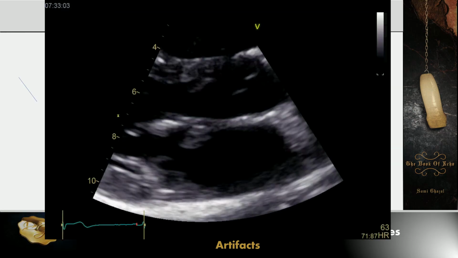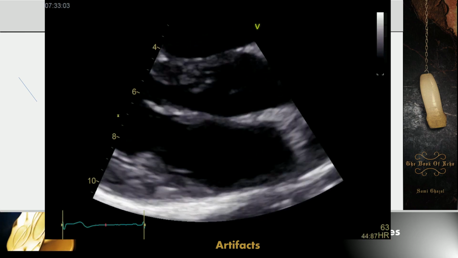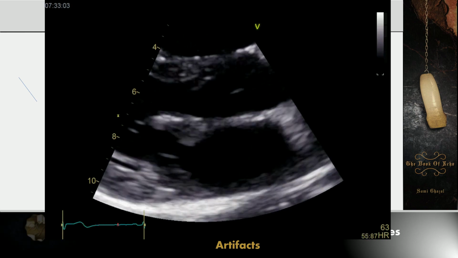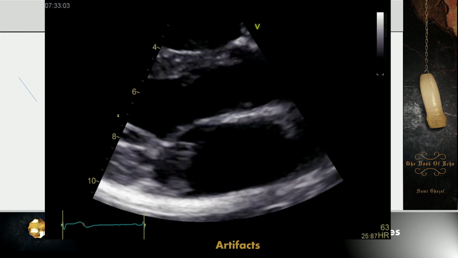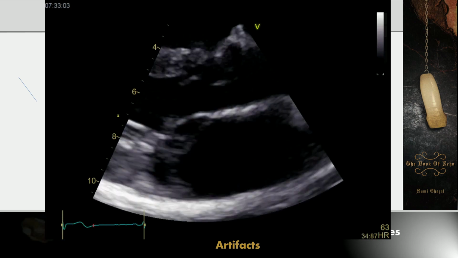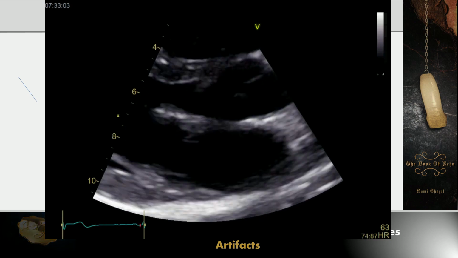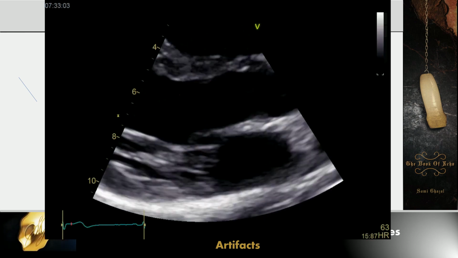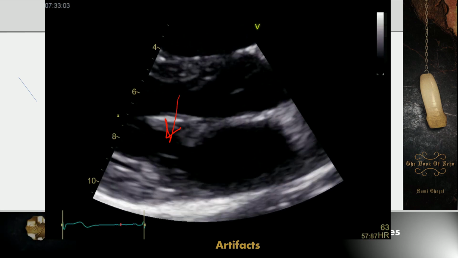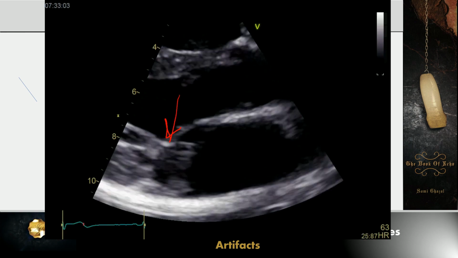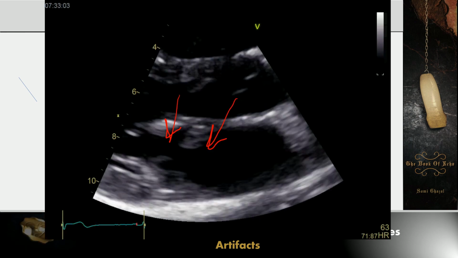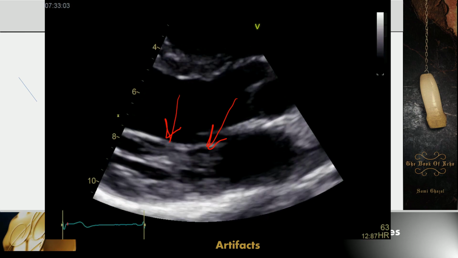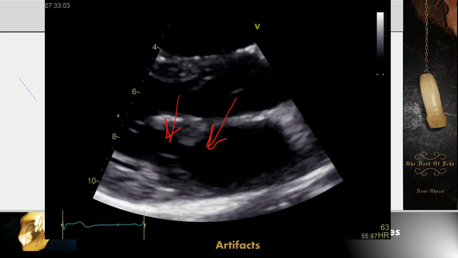This is another type of artifact that is very interesting. If you look at the mitral valve here, you will see two mitral valves. One appears more reflective, and the other one is a little bit less reflective. So, for example, the one here in front is more reflective, so it must be the true structure or true object, and the other one here is a little bit faint, so this is the artifact. The cause of this artifact is a side lobe artifact, and I will explain it in the coming slide.